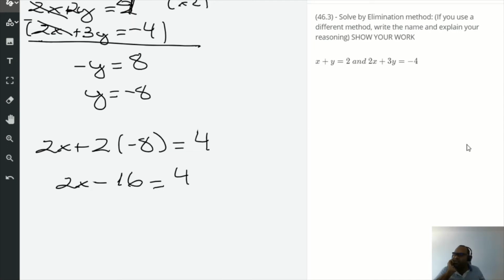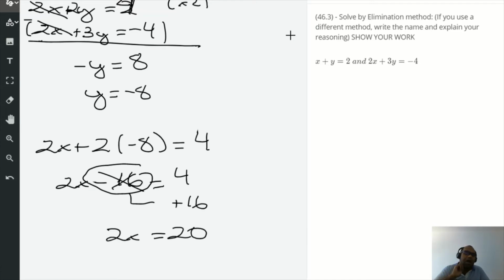Nice. I have here the solution. Let's move this one here by the opposite. Negative 16, the opposite is positive 16. And here, goodbye, don't have any more. 2x equals 4 plus 16, 20. How many times 2 goes into 20? 10 times. X equals 10. And I have my solution. My ordered pair is 10, comma, negative 8.